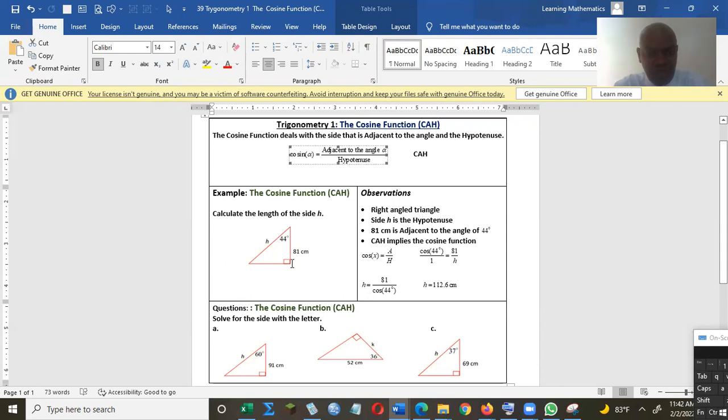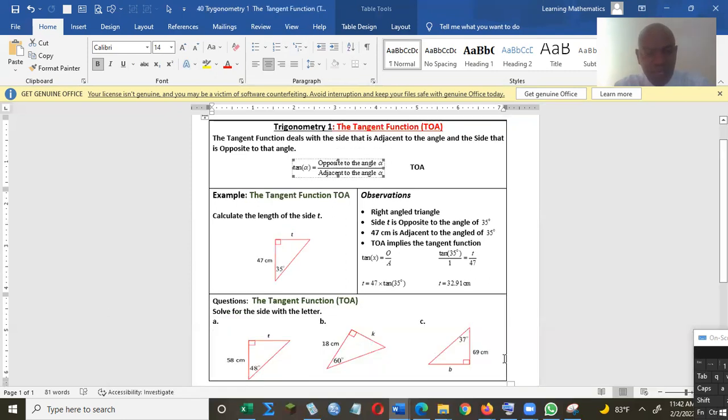So therefore, if we are dealing with the hypotenuse and the side adjacent to the angle alpha, you are in cosine, you are in CAH. So we have to use cosine of the angle is equal to adjacent over hypotenuse. We are looking for the hypotenuse. So we rearrange. Hypotenuse is 81 times 1 divided by cosine of 44 degrees, and that will give us 112.6 centimeters. Okay, and always remember the hypotenuse is always the longest of the three sides in a right angle triangle.